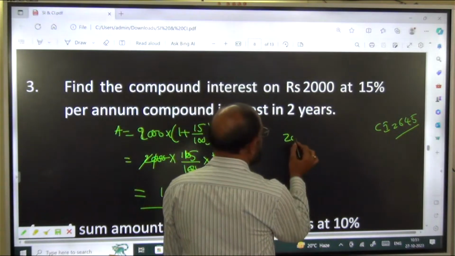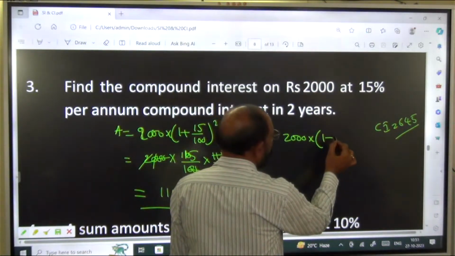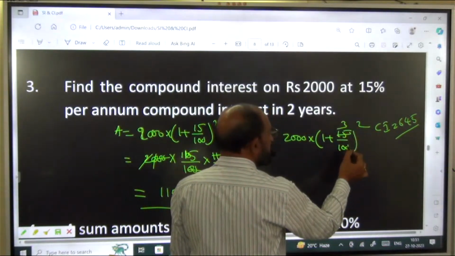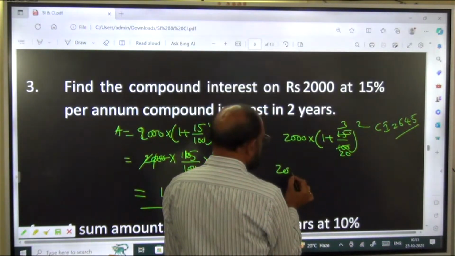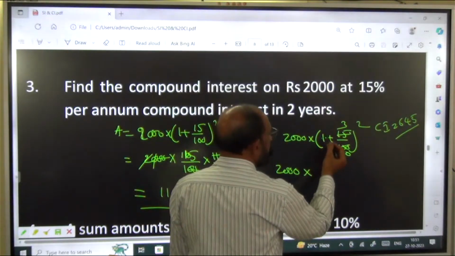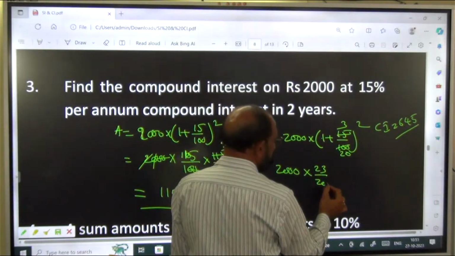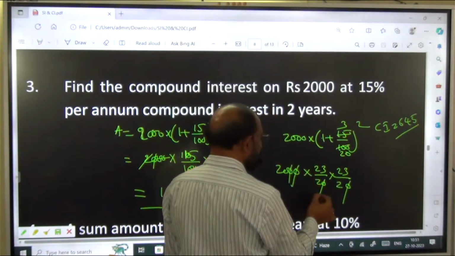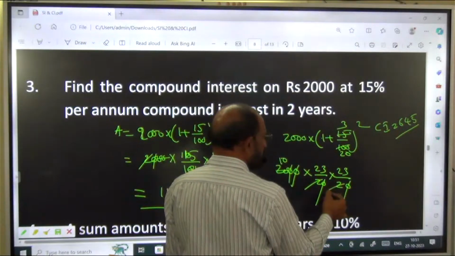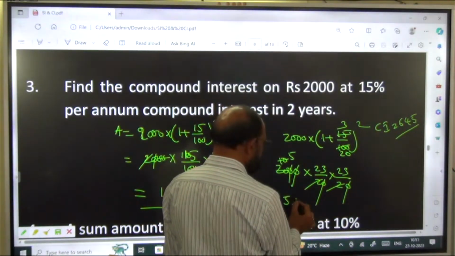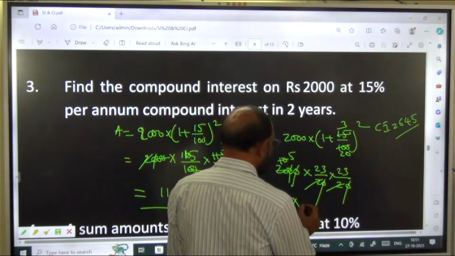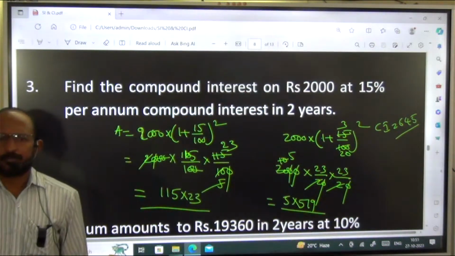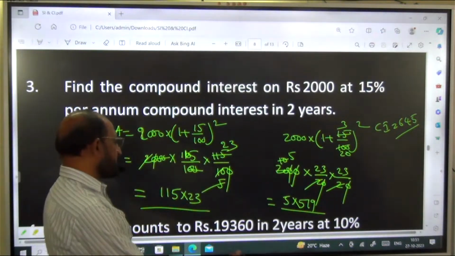Otherwise, 2000 into 1 plus 15 by 100 whole square. 5 threes, 5 twenties. 2000 into 20 plus 3, 23 by 20 into 23 by 20. Two zeros cancel. Two ones, two tens, two ones, two fives. 5 into 23 into 23, 529. Calculate as you wish. The same answer you will get.